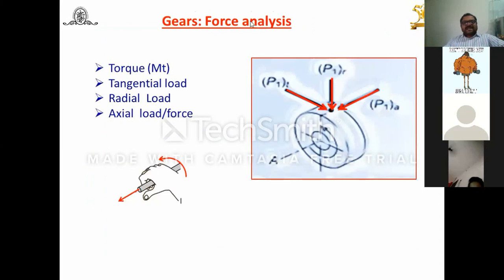Then gear force analysis. Next step, what you have to do? To find out the shaft diameter, you have to calculate the forces acting on the gear. Suppose a spur gear, which is subjected to radial load and tangential load. Where will you get the tangential load? From the torque, you can easily find it out. Then second thing, the radial load, you can find out, which is acting in the case of spur gear. But in the case of helical, tangential, radial as well as axial load.